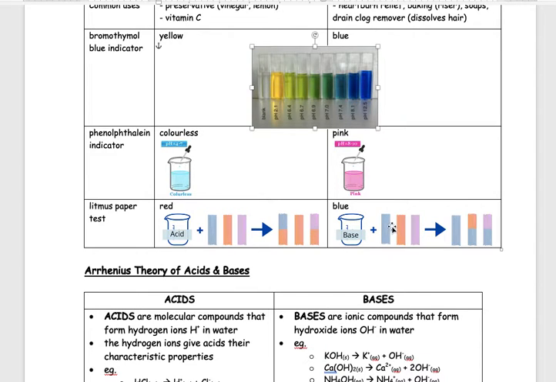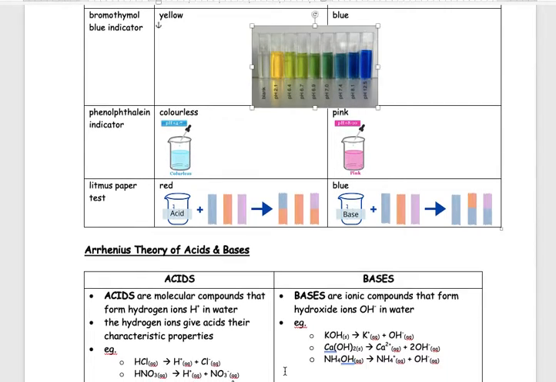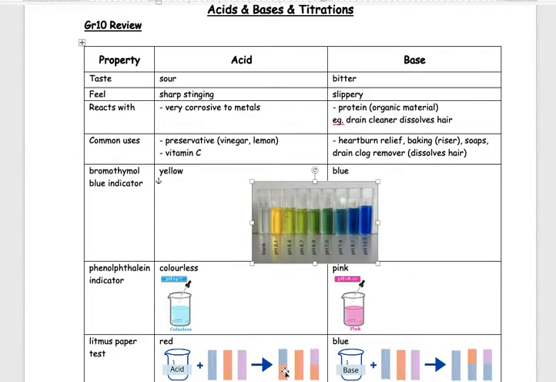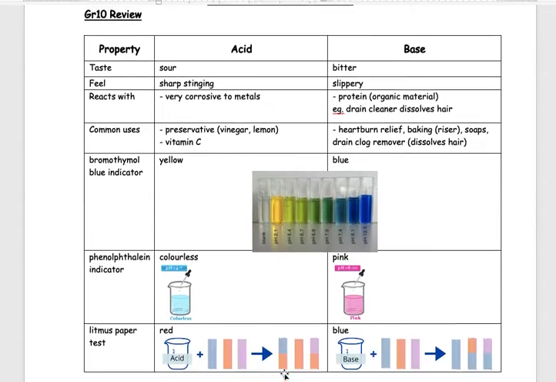Okay. And if it's a base, same thing, the same papers, dip them in. If it was blue, it stays blue, but then the red will go blue, the purple will go blue. Okay, so just look at these ones as like they were half dipped into the solution of base. Okay, so that's a quick summary of what you should have covered last year in grade 10.